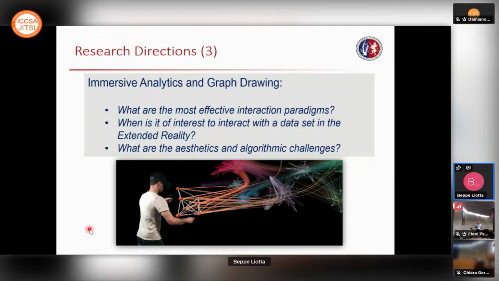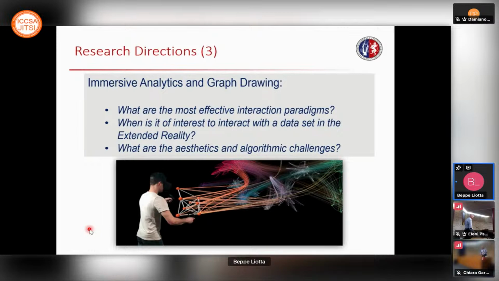So what does it mean, and when do you need to go into some virtual reality environment to visualize networks? What are the readability criteria there? What are the optimization goals? What are the algorithmic challenges? This is a very, how can I say, fertile and yet unexplored field.